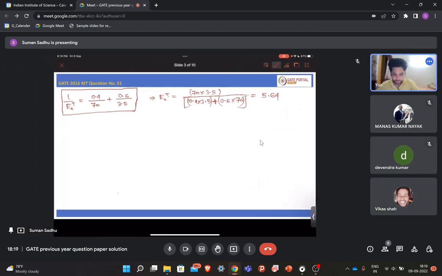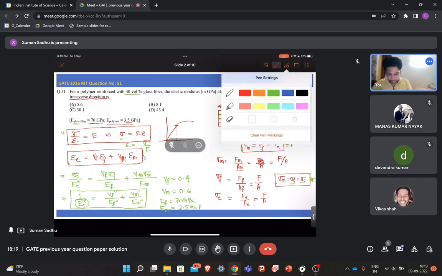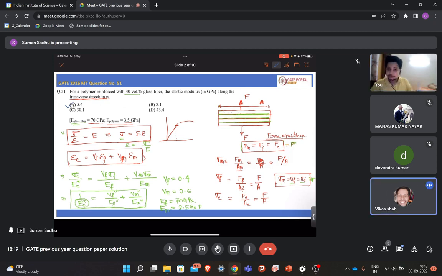Because you got it? Yes, sir. I have just calculated the value of addition. After that, they have to transpose, so I have not transposed. I just calculated the value of 1 by E C. Okay, so now we got it direct. So you can see this answer is option A, 5.6.